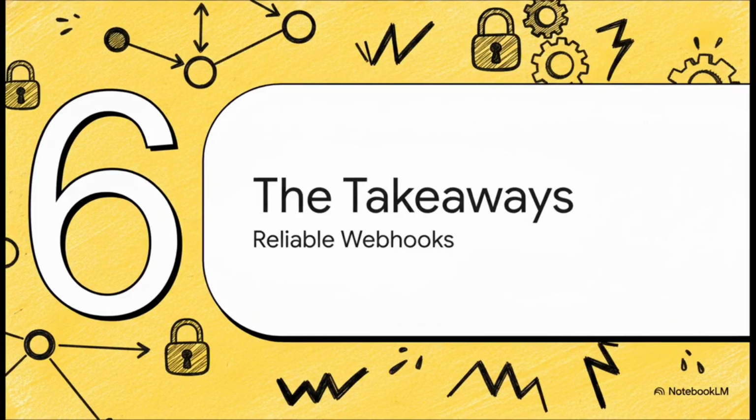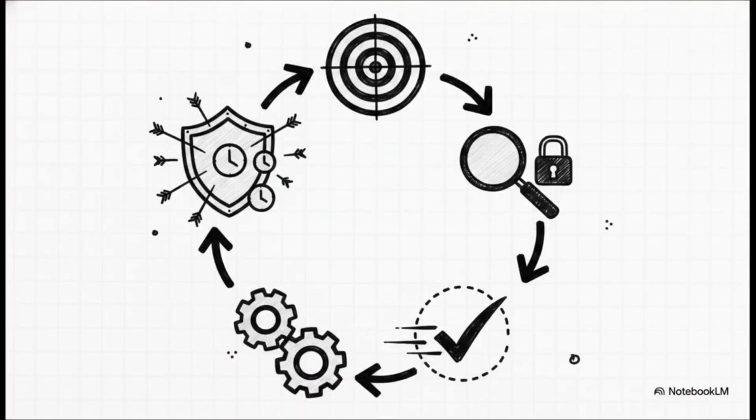Section 6, the takeaways. Let's review the rules for reliable webhooks. All right, let's wrap this up. Here is exactly what you need to take away today. 1. Register your endpoints so the provider knows exactly where to push your data. 2. Never trust blind data. Verify every single incoming request using those HMAC SHA-256 signatures.